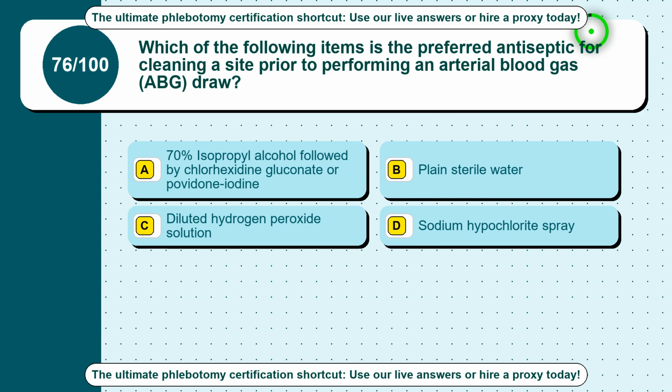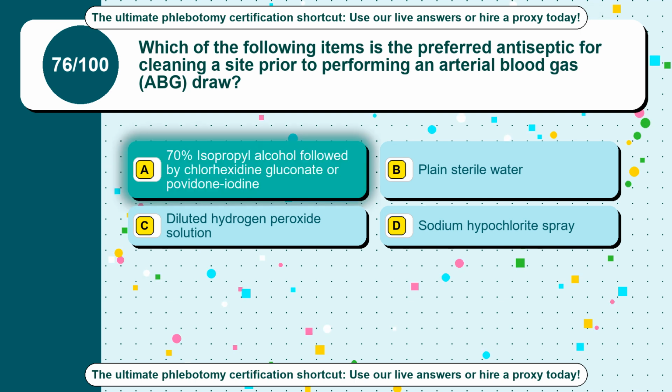Question 76. Which of the following items is the preferred antiseptic for cleaning a site prior to performing an arterial blood gas, ABG, draw? Option A, 70% isopropyl alcohol followed by chlorhexidine gluconate or povidone iodine. Option B, plain sterile water. Option C, diluted hydrogen peroxide solution. Option D, sodium hypochlorite spray.